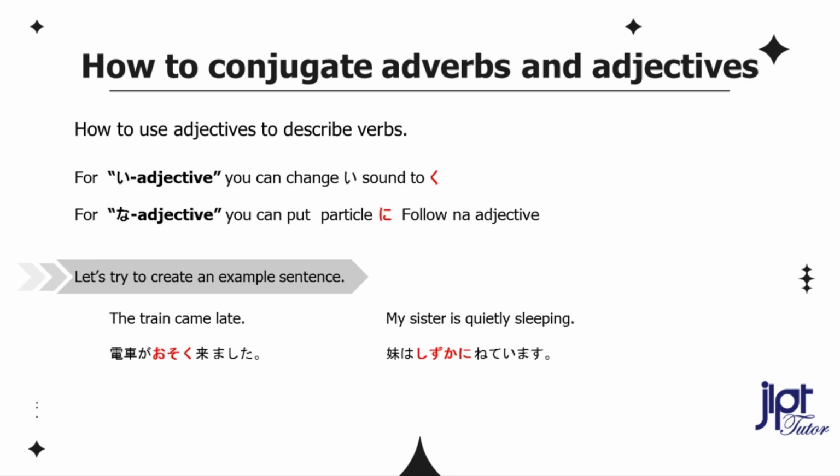My sister is quietly sleeping. 妹は静かに寝ています。 You just need to remember the rule. In e adjective, change e sound to ku sound. In na adjective, you can put particle ni. Follow the vocabulary.